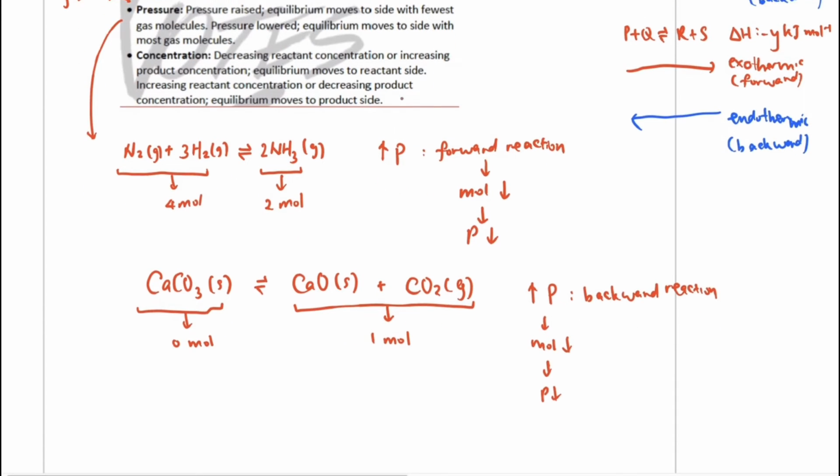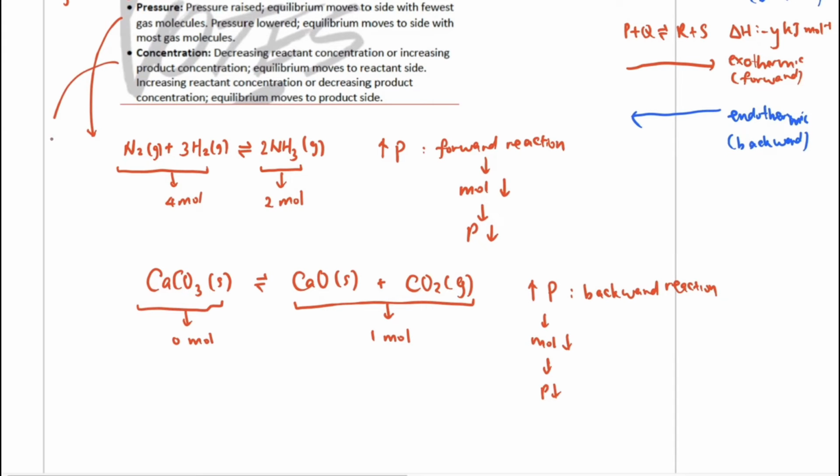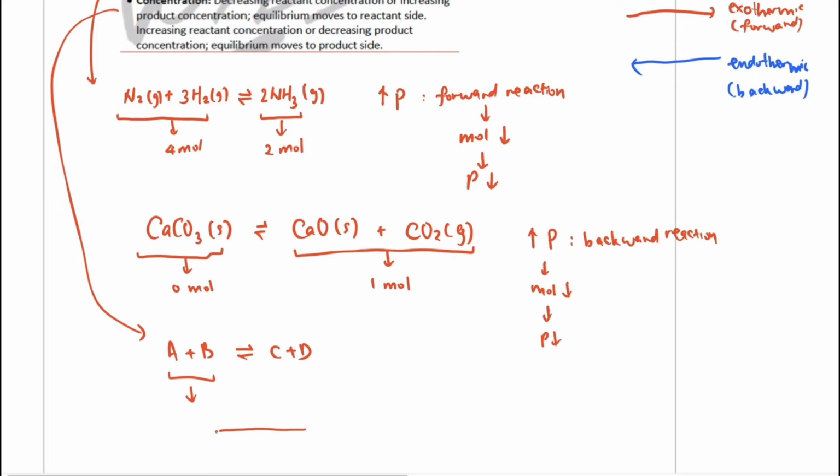Okay. So how are we going to take it? Let's see one example. If you have A plus B become C plus D. You decrease the reactant concentration. How to oppose the change? The reaction should go backward so that they form more A and B. Backward reaction.